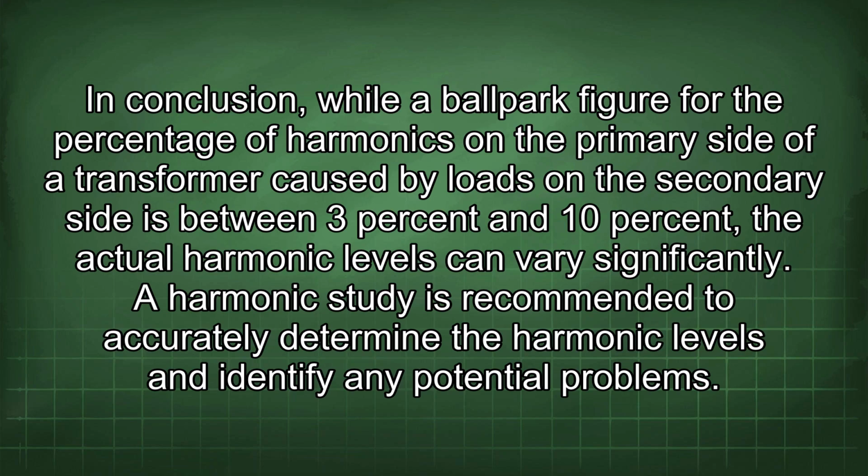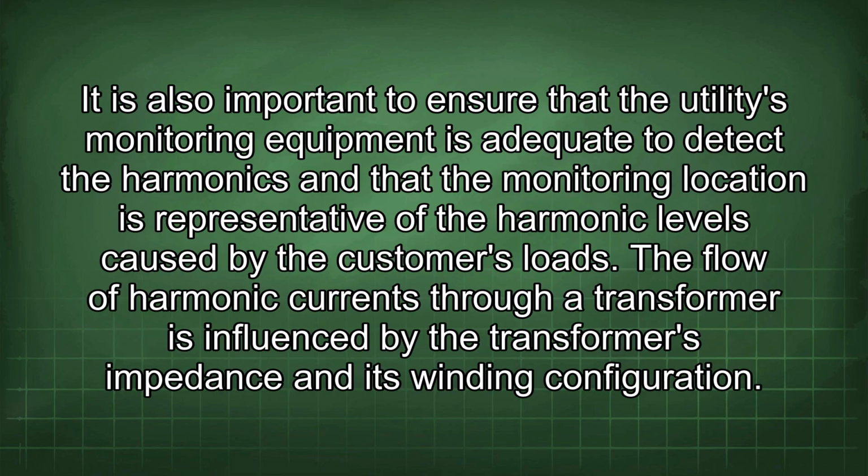In conclusion, while a ballpark figure for the percentage of harmonics on the primary side of a transformer caused by loads on the secondary side is between 3% and 10%, the actual harmonic levels can vary significantly. A harmonic study is recommended to accurately determine the harmonic levels and identify any potential problems. It is also important to ensure that the utility's monitoring equipment is adequate to detect the harmonics and that the monitoring location is representative of the harmonic levels caused by the customer's loads.